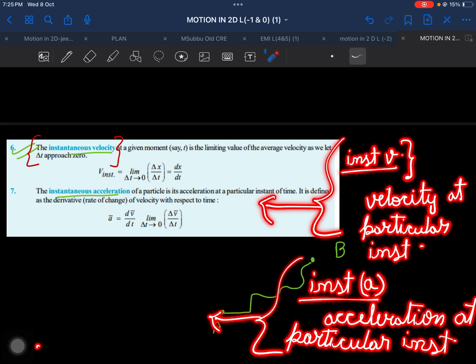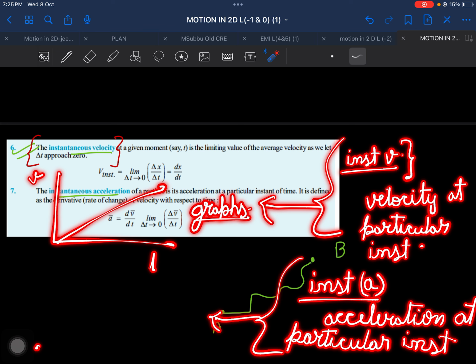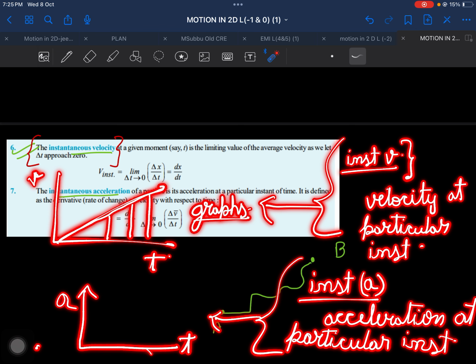We can find this with graphs. Suppose we have a VT graph, a velocity versus time graph. From this VT graph, you can definitely find your velocity at a particular instant, at a particular time. Or suppose we have an AT graph. Again we can find the instantaneous acceleration and instantaneous velocity. Or we can find it from equations.